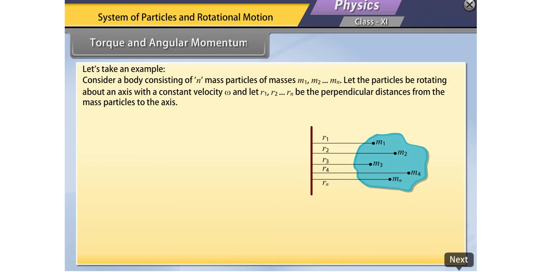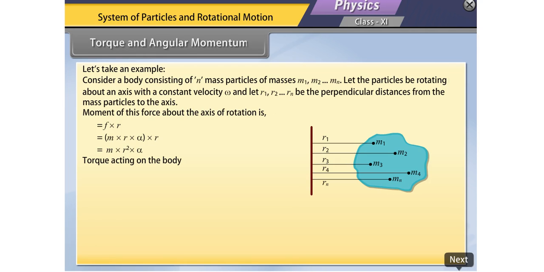Consider a body consisting of n mass particles of masses m1, m2 and so on till mn. Let the particles be rotating about an axis with a constant angular velocity omega, and let r1, r2 till rn be the perpendicular distances from the mass particles to the axis. Moment of this force about the axis of rotation is equal to F into r. By putting the value of force, we get m into r into alpha into r, which is equal to m into r square into alpha.